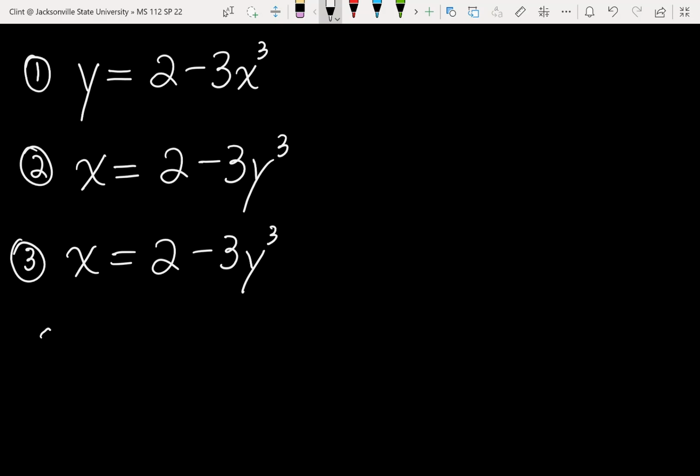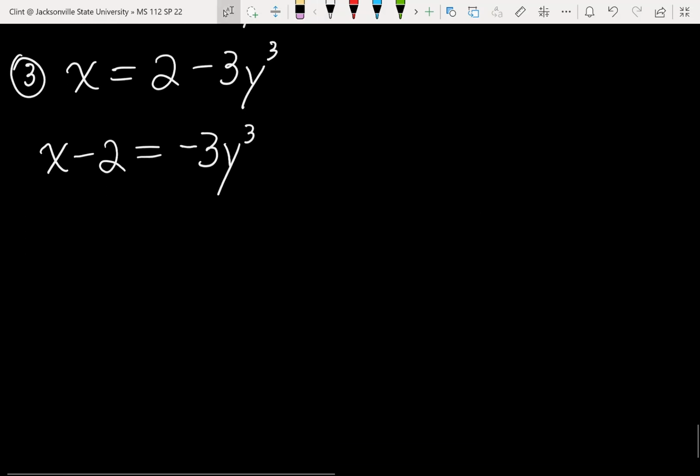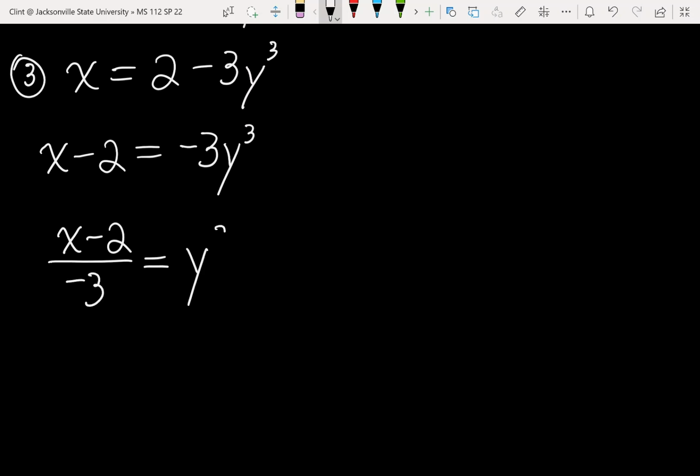So we can subtract 2 from both sides first. What do we need to do next? Yeah, we've got to get y by itself. So right now we've got negative 3 times y cubed, so we need to get rid of the negative 3 part. So we'll divide by negative 3. Yeah, so x minus 2 over negative 3 equals y cubed.